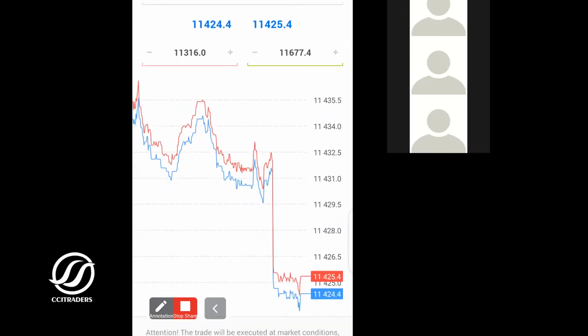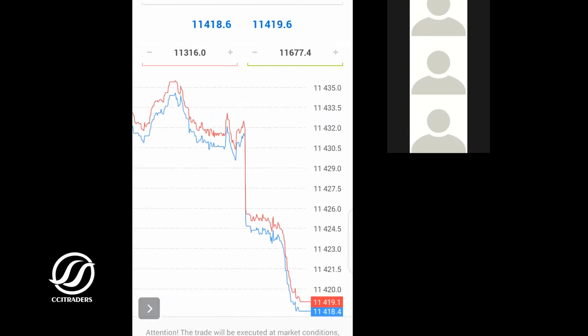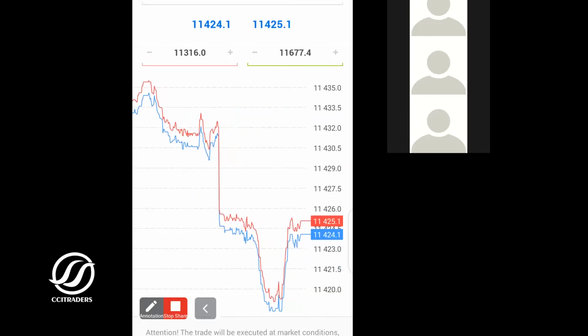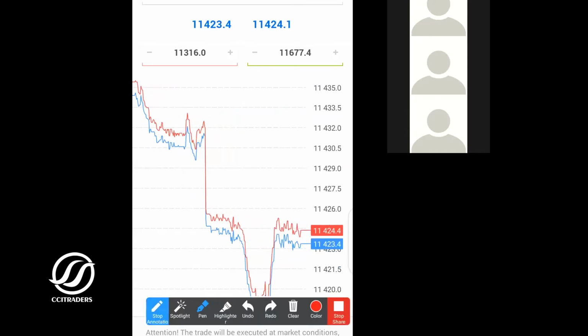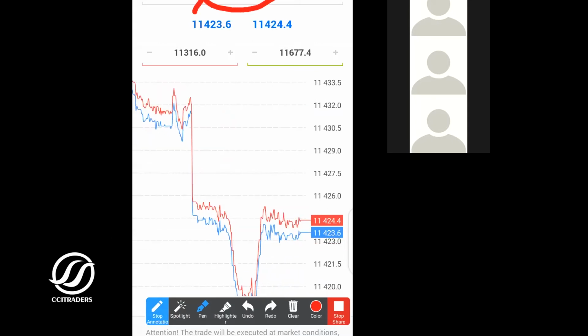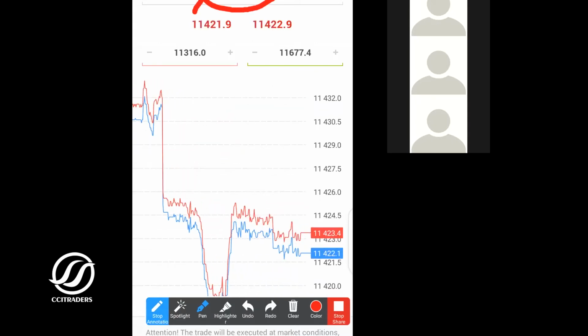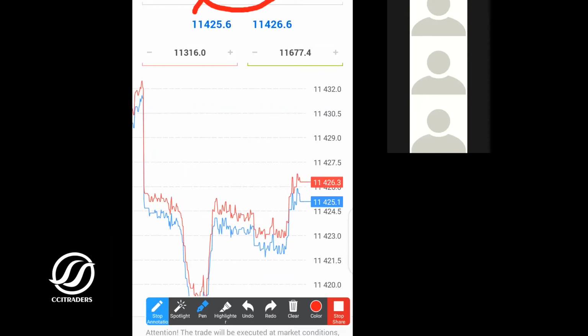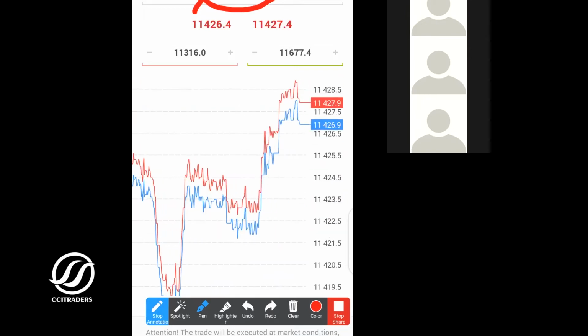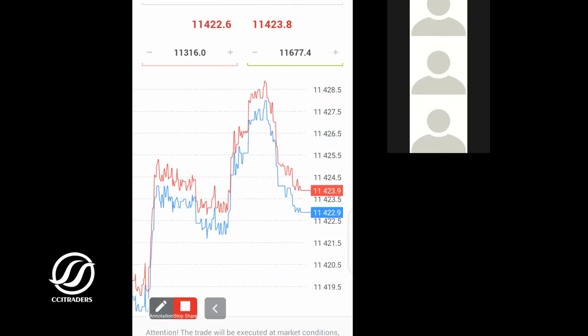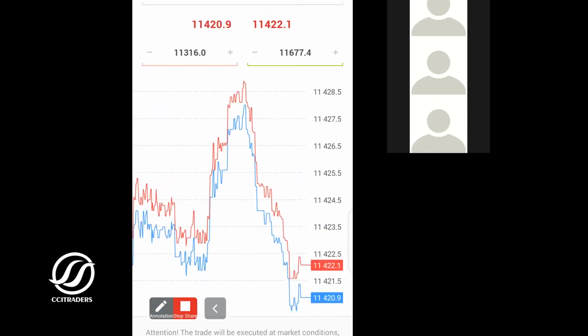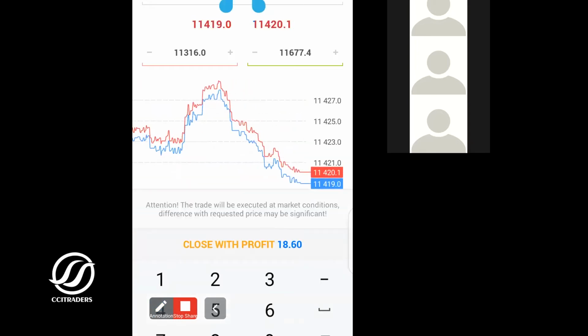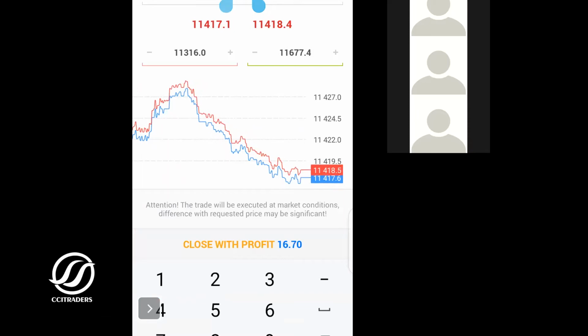Now what do I need to do? I want to take partials of the trade, partial profit off. So I come to the lot size area to reduce what? To reduce the lot size. How do I do that? Watch me. I click and hold on the number and I type in a new lot size.